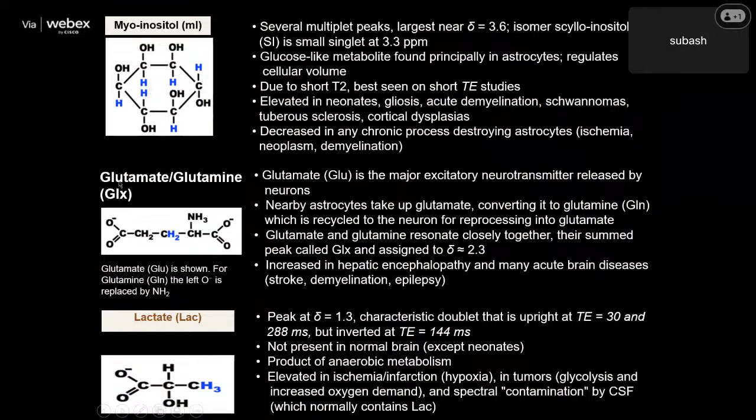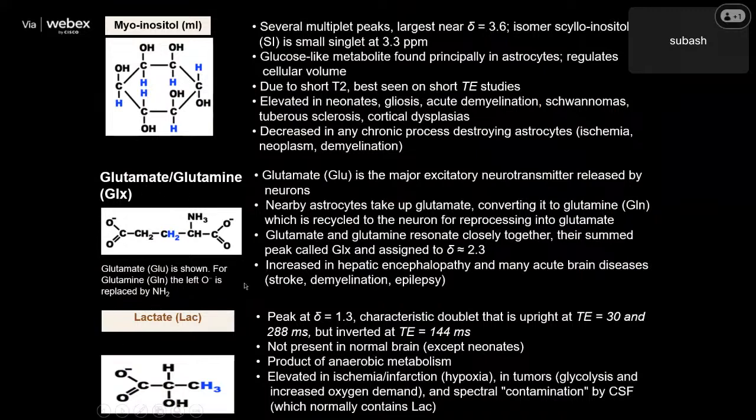Then comes glutamate and glutamine. Glutamate is a major excitatory neurotransmitter released by neurons. Glutamate and glutamine resonate closely together, and in in vivo conditions it is very difficult to measure them separately. So we measure the combined peak, which we call the Glx peak. That means it contains the concentrations of both glutamate and glutamine.